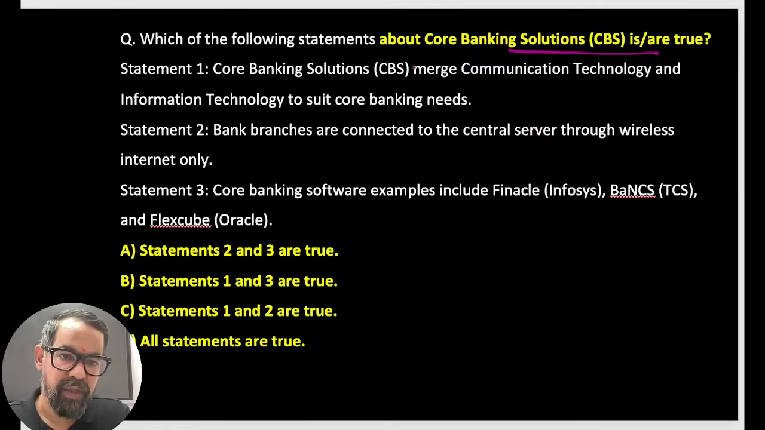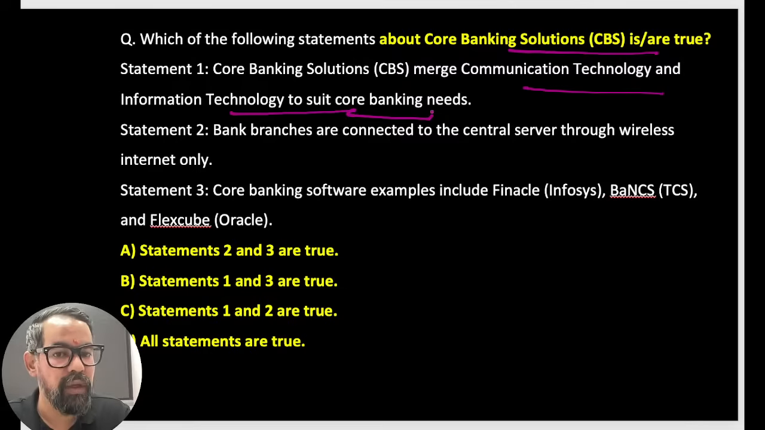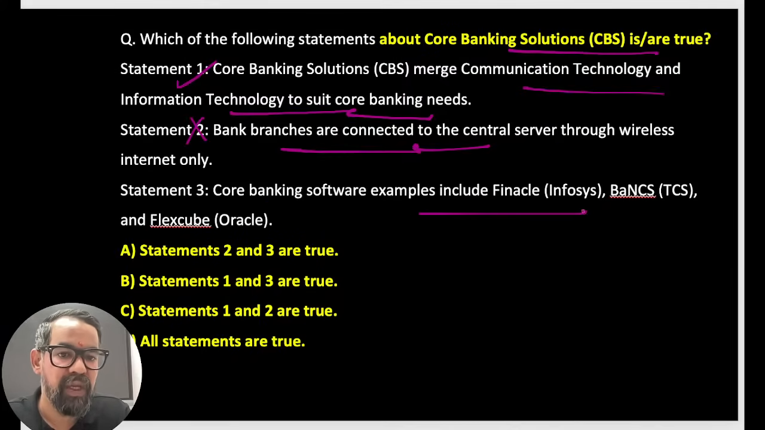First statement, CBS merges communication technology and information technology to suit the core banking need. Yes. Bank branches are connected to the central server through wireless internet. No, we have other tools also. Third one, core banking software examples include Infosys Finacle, we have Bancs by TCS, we have FlexCube by Oracle. Different banks use these different servers. So 1 and 3 yes.